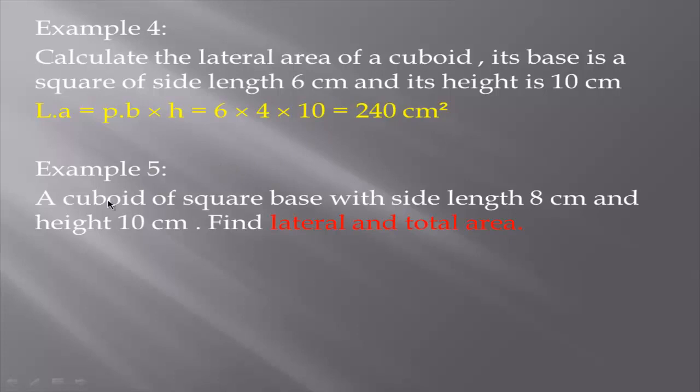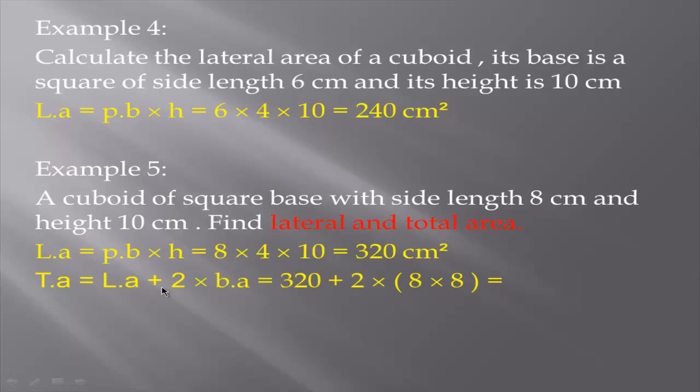Example number 5. A cuboid with a square base of side length 8 centimeters and height 10 centimeters. Find the lateral and total area. Also in this application there is a square base, so the lateral area will be, as usual, the perimeter of the base by height. The perimeter here will be side by 4, as 8 by 4 by 10, equals 320 centimeters square.